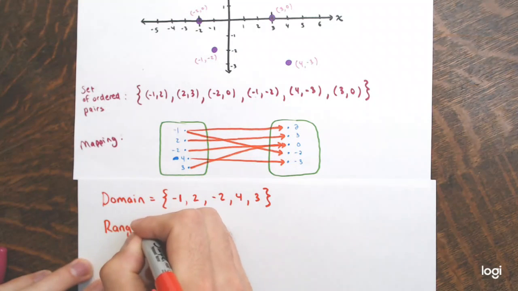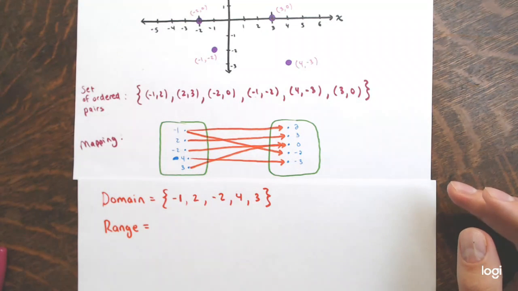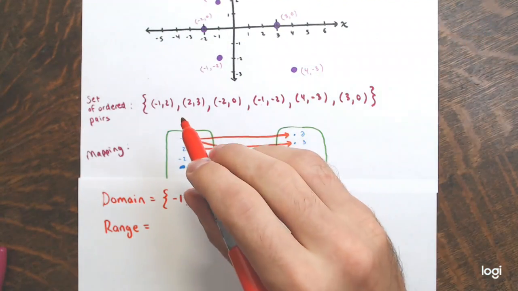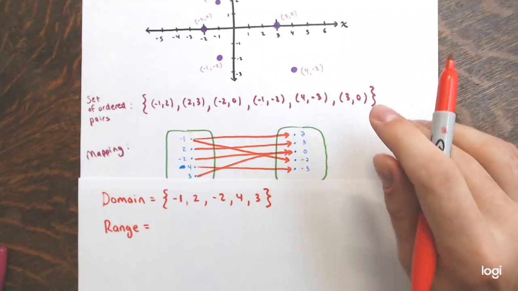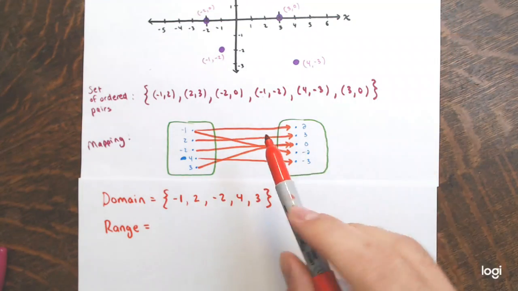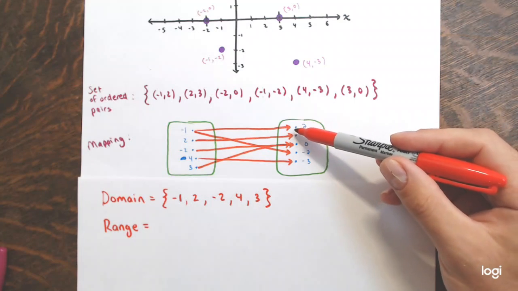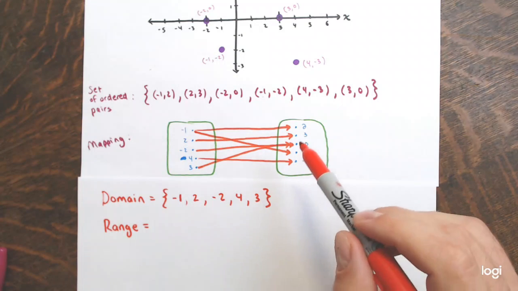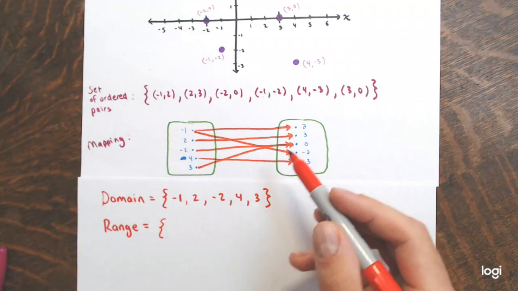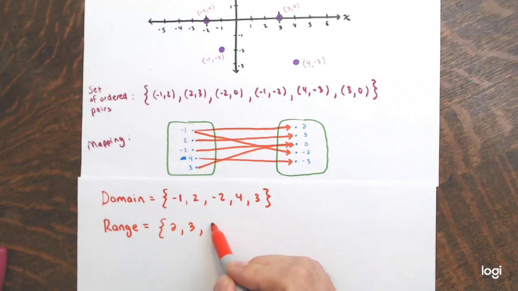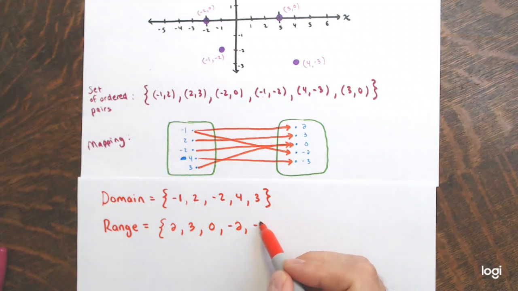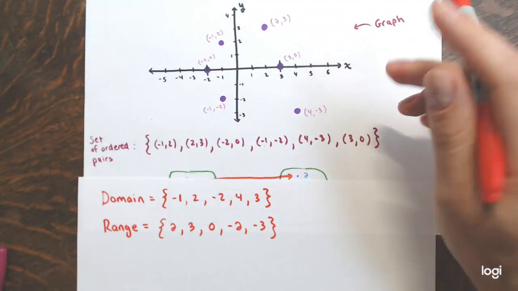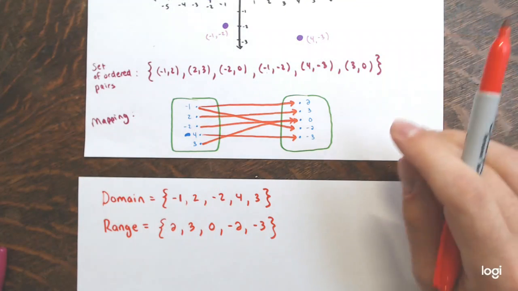Remember, the range is again the set of outputs, all the y coordinates of points on the graph, or all the second coordinates of points in the set of ordered pairs, or if you draw a mapping, all of the values in the second set that depend on a value in the first set, at the end of an arrow. And those would be the +2, the +3, 0, the -2, and the -3. Those 5 values there. Again, you can see them in all these: the graph, the set of ordered pairs, and the mapping.